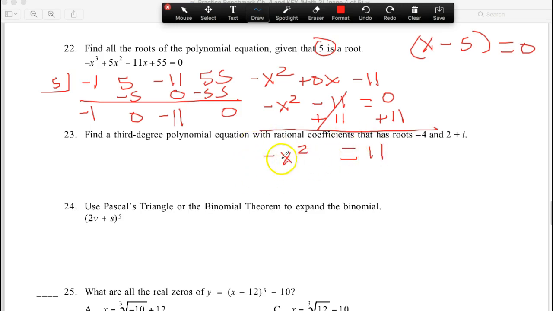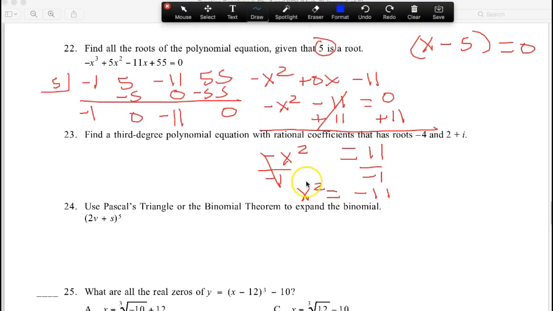Now I can't square root both sides because I don't have x by itself, so divide by negative 1 first. You're going to get x squared equals negative 11. Now go ahead and square root both sides. Remember, when you square root both sides, you have to show the plus and minus solution. So plus and minus square root of negative 11 equals x. The square and the square root cancel, and you have x.